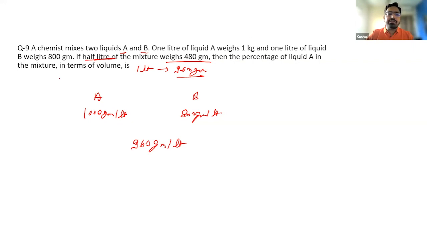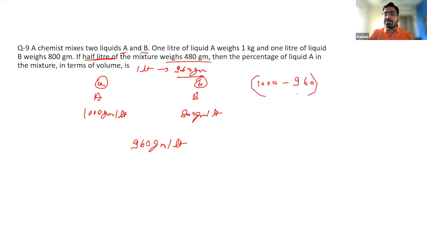Then the percentage of liquid A in the mixture in terms of the volume, right? Let me take A liters of this variety. Let me take B liters of this variety to create this mixture of 960 grams per liter. I just need the percentage value. So I don't have to get down to the individual absolute quantities of A and B, right? So what will I say? 1000 grams per liter minus 960.